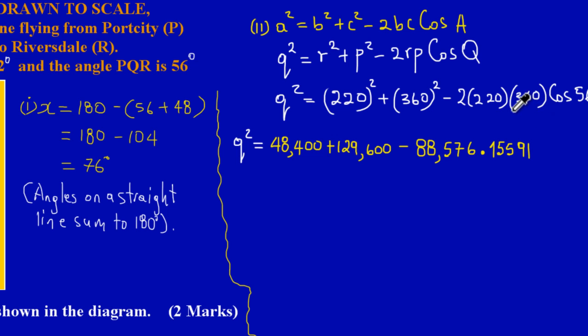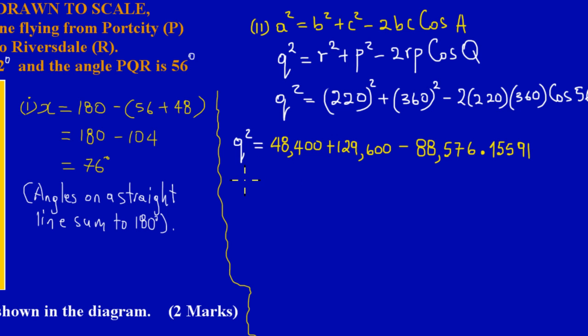Now basically, when we have calculated this value, this is what we have here, 88,576.15591. If you notice, I'm working with up to 5 decimal places, because working with 5 decimal places, you run less risk of getting a wrong answer. So I'm working with 5 dp, so it doesn't throw off my final answer much. Okay, good.